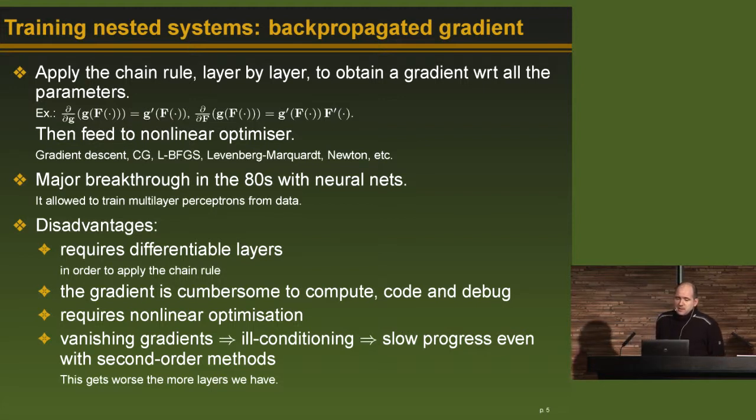When you have done that, then another problem, which is well known in the neural network literature, is that you have vanishing gradients. That means that the gradients of some layers in the network are very different from the gradients in other layers. It's a very poorly scaled problem. And that leads to ill conditioning. And therefore, even second order methods will take a long time to make progress. Okay, and finally, it is difficult to parallelize backpropagated gradient because by its own nature, it is sequential in the way that it computes the gradients and propagates them through the network or through the nested system. Okay, so that's one approach.